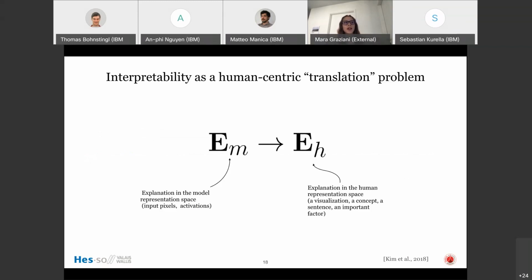So here it is. We have our task, and we would like to translate from one space, that is the space of explanations in the model representation space, so maybe the input pixels or the representations of the network, to another space that is the way humans reason. So maybe visualizations or simple concepts, or even just a sentence, like in caption generation.